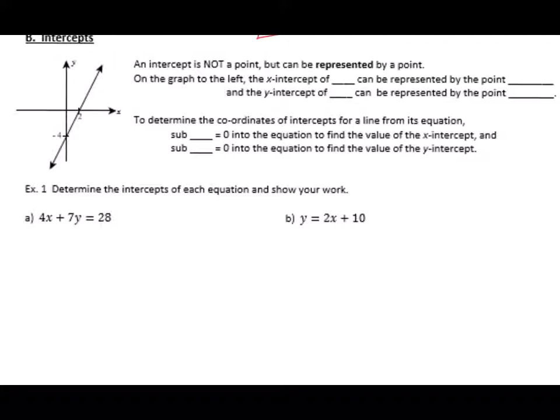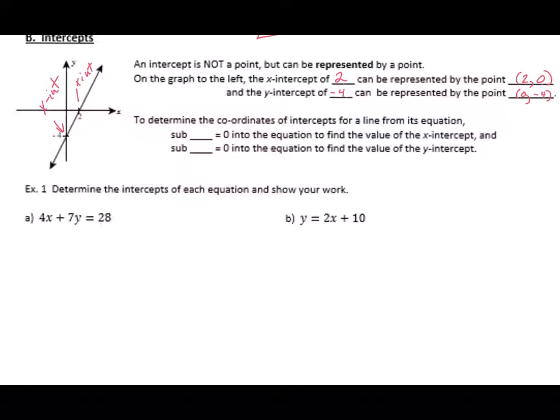Now, let's go through this part of the lesson. It says an intercept is not a point, but it can be represented by a point. Now, on the graph to the left, if you take a look here, your x-intercept is 2. So we're actually going to write the number 2 here. And it can be represented by the point 2, 0. Now, similarly, you can have your y-intercept, which is negative 4, and that's going to be represented by the point 0, negative 4.